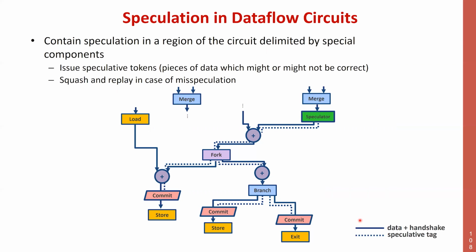And where are these commit units? Well, they are before storing something in memory, which is doing damage, or before communicating results to the user, because it's again doing damage. I tell you a result and then I come back later and I say, oh, by the way, it was a mistake, right? So I stop these tokens there.